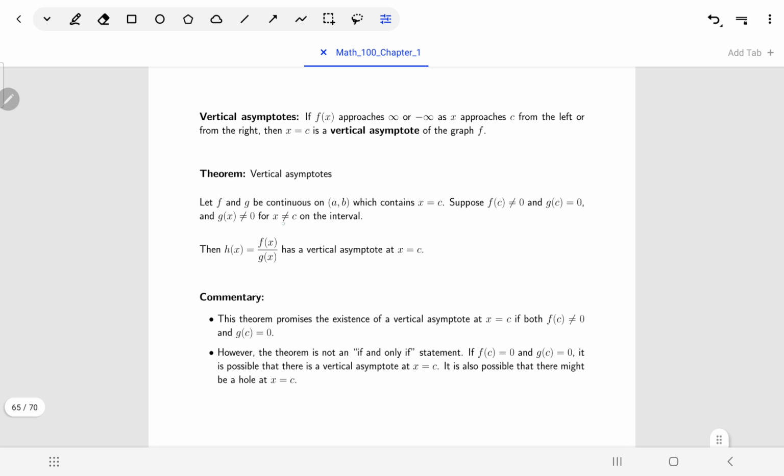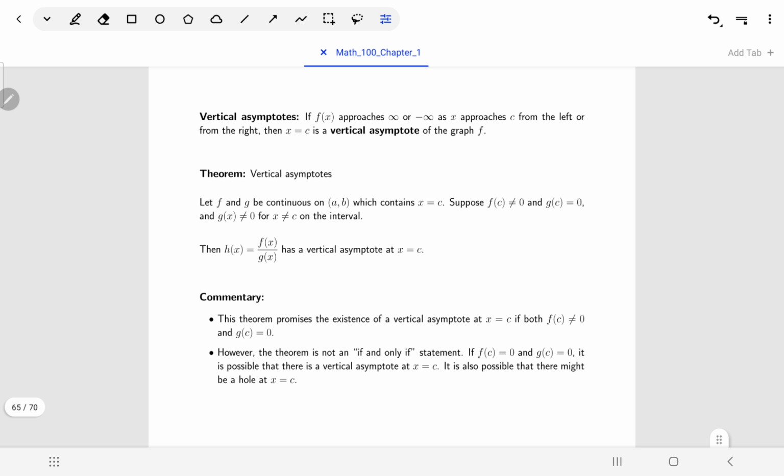We also have here that the denominator is not 0 everywhere else. Otherwise, you run into problems. Like if the numerator was some polynomial and g of x was always equal to 0, then that would not give you vertical asymptotes. That would give you a function that's just undefined in a bunch of places. So specifically, your denominator is equal to 0 at C, but it's not equal to 0 in all those other locations around C.